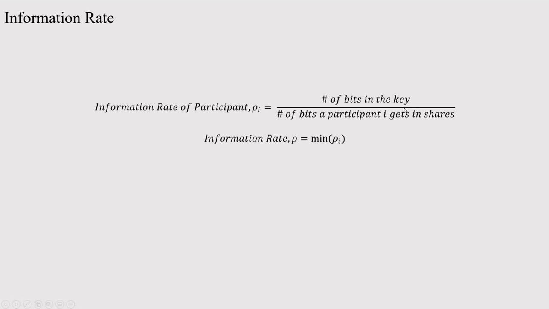Ideally, this number is high because we want the number of bits the participant gets in shares to not exceed the number of bits in the key. That way the participant gets less and less partial keys and knows less of the whole key, making the system more secure. But we can't get an information rate higher than 1, because the number of bits a participant gets, or the number of bits in the key, cannot exceed the number of bits a participant gets.